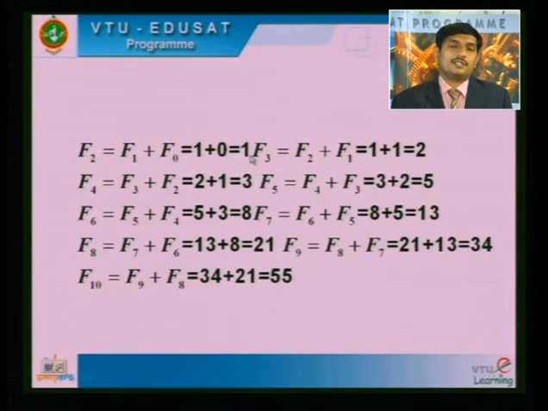f_1 is given, that is 1, and 1 plus 0 is equal to 1. Then f_3 becomes f_2 plus f_1, that is 1 plus 1, which is 2. f_4 is f_3 plus f_2; we already know f_3 is 2 and f_2 is 1, so you get 3. Similarly f_5 is 5, f_6 is 8, and f_7 is 13. Recursively we can find f_2 to f_10: 1, 2, 3, 5, 8, 13, 21, 34 and 55 are the sequence of Fibonacci numbers.